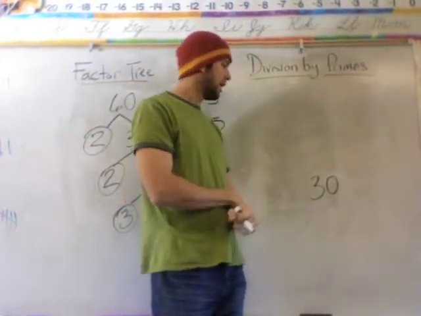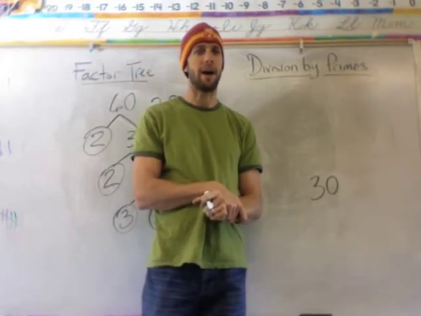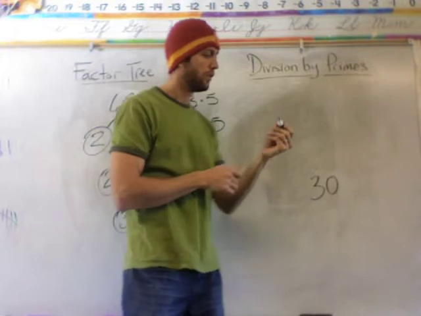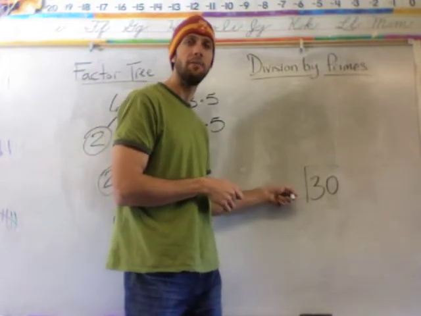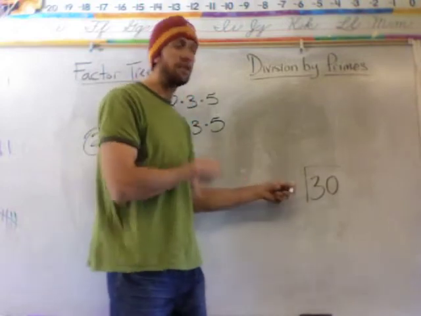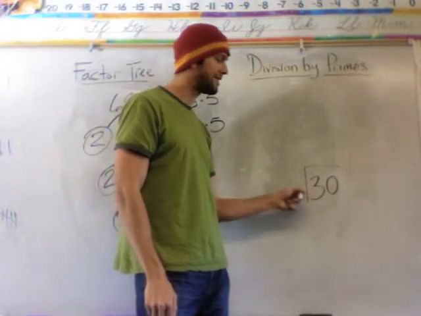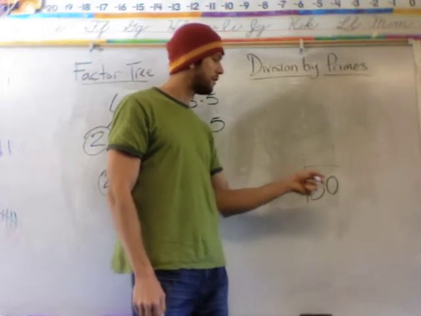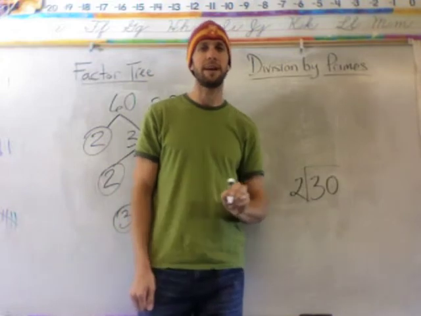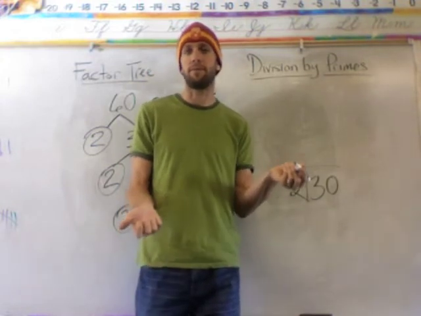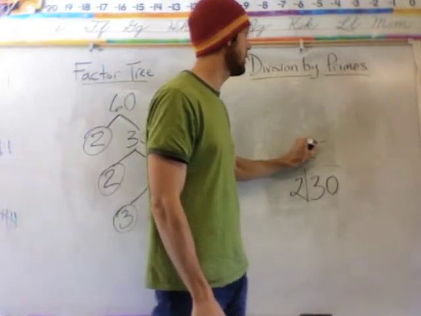Okay? Now, division by primes is exactly what it says. Divide by primes. So write your number, draw a box over it, and divide by a prime number. Don't divide by 10, because 10 would go into it, but it's not a prime number. And whenever it's even, I usually just start dividing by 2. 2 is a prime number. Okay, it's very easy to divide by. So 2 goes into 30 15 times.